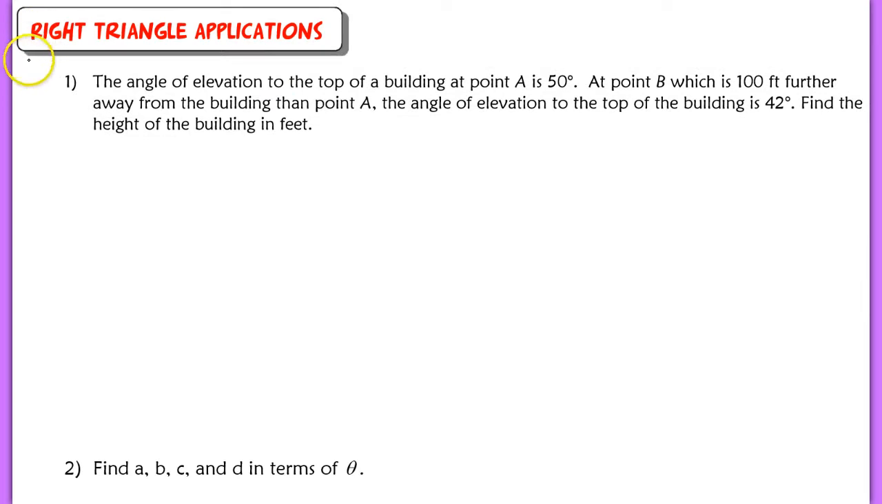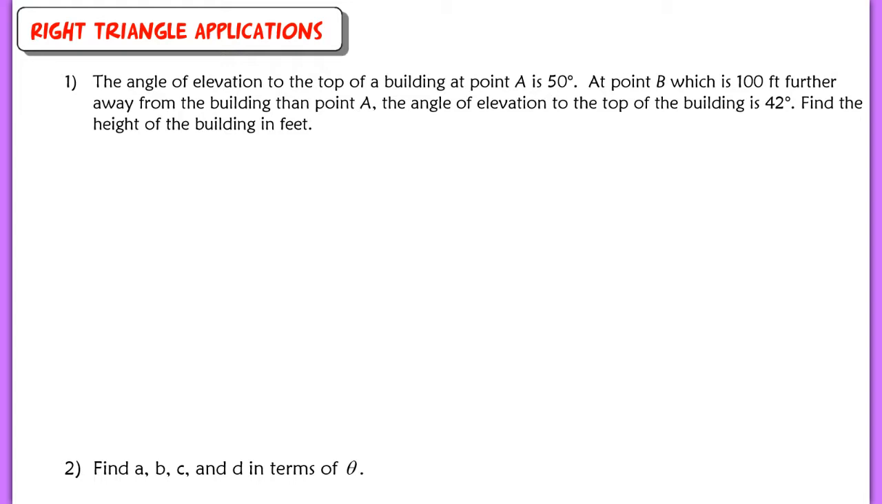Now this is definitely going to be a step up in terms of difficulty from the questions that we looked at in the previous lesson. So here we go. The angle of elevation to the top of a building at point A is 50 degrees. At point B, which is 100 feet further away from the building than point A, the angle of elevation to the top of the building is 42 degrees. Find the height of the building in feet.